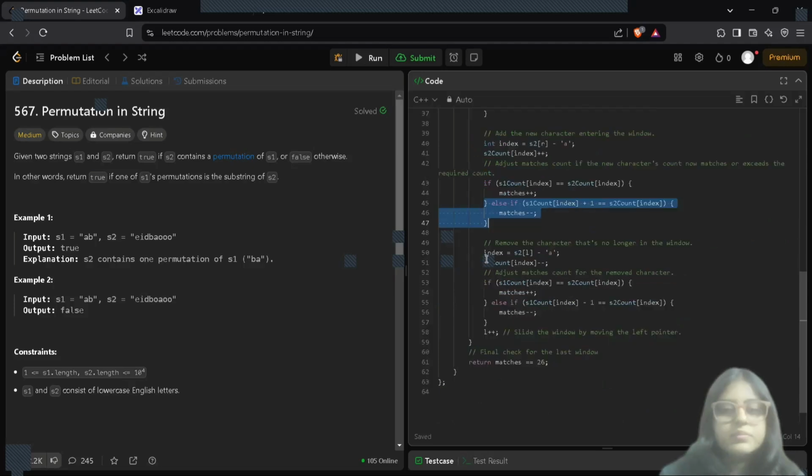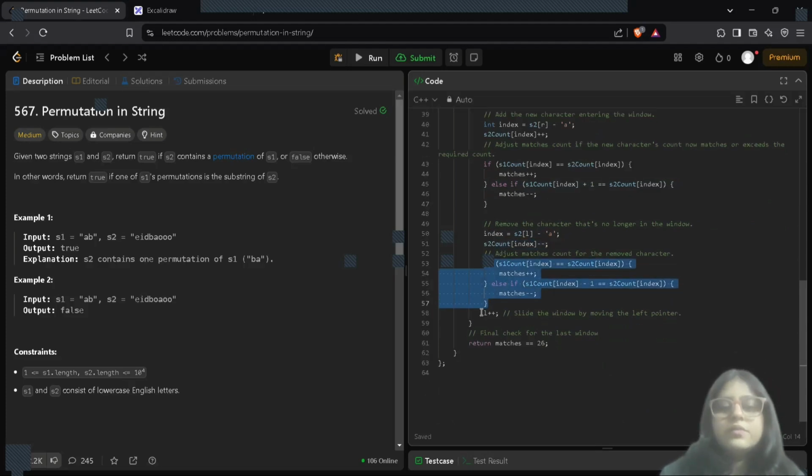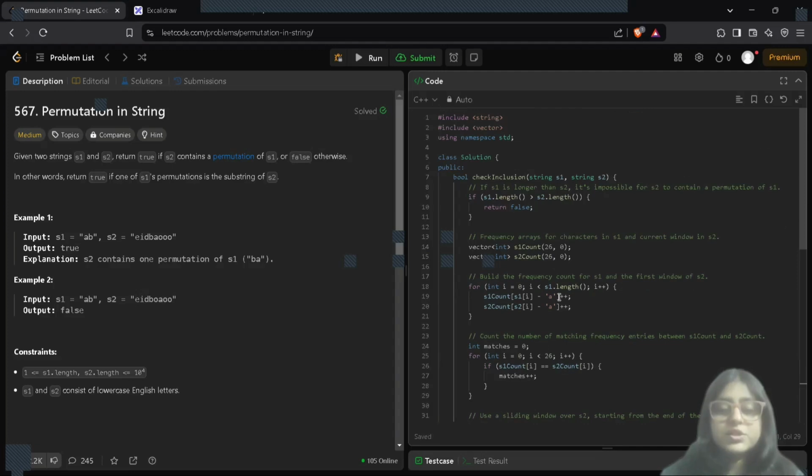And then similarly for removing a character, we calculate the index, then we decrement the count. Then we update or decrement the matches variable accordingly. And then for sliding the window from the left, we move the left pointer. For the final check, if anywhere the matches variable becomes equal to 26, we return true. So this is basically us returning true or false depending on whether the matches variable is equal to 26. This was the entire solution for the problem Permutation in String.